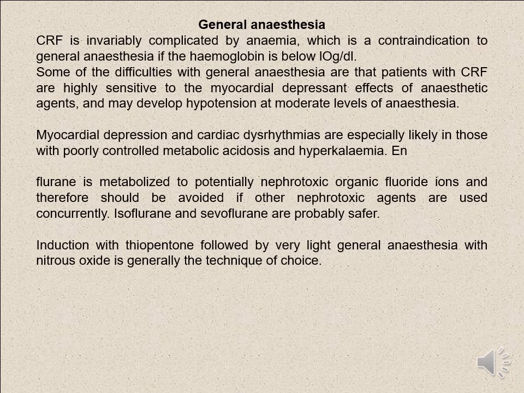General anesthesia. Chronic renal failure is invariably complicated by anemia, and a contraindication to general anesthesia is a hemoglobin below 10 grams per deciliter. Some of the difficulties with general anesthesia are that patients with chronic renal failure are highly sensitive to the myocardial depressant effect of anesthetic agents and may develop hypotension at a moderate level of anesthesia. Myocardial depression and cardiac dysrhythmia are especially likely in those with poorly controlled metabolic acidosis and hyperkalemia.